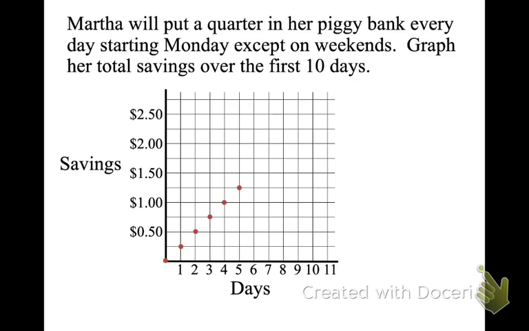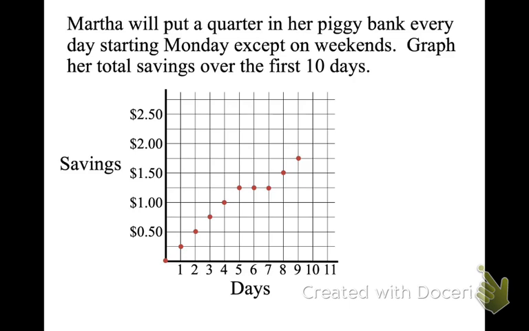I hear 150, I hear 125. Why do you say 150? Because 25 times 6 is 150. Okay, go, Lily. I think it's 125 because she puts a quarter in during the week, but not the weekend. And since the 6th day is the weekend, it's still going to be 125. 7th day? 8th day? 150.